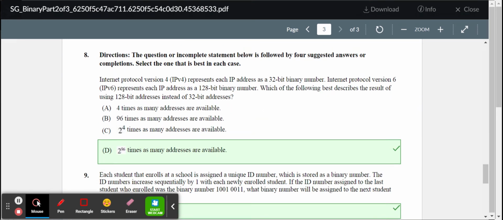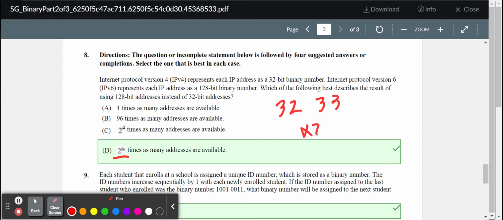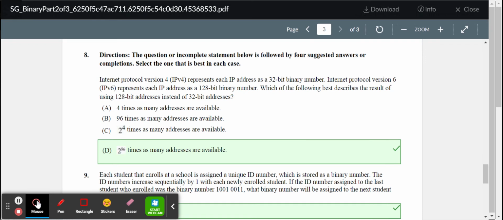IPv4 is 32-bit. IPv6 is 128-bit. Which of the following best describes the result of this? So basically for each additional bit, we're doubling. So we want 2 to the however many extra bits we have. Since 96 is how many more bits we have, then for each level, we're multiplying by 2. So it's going to be obviously 2 to the 96, not 96 times, because each additional bit is actually 2. So if I went from 32-bit to 33-bit, that'd be times 2, because I only added 1 bit. But I'm adding 96, so it's 2 to the 96 power.